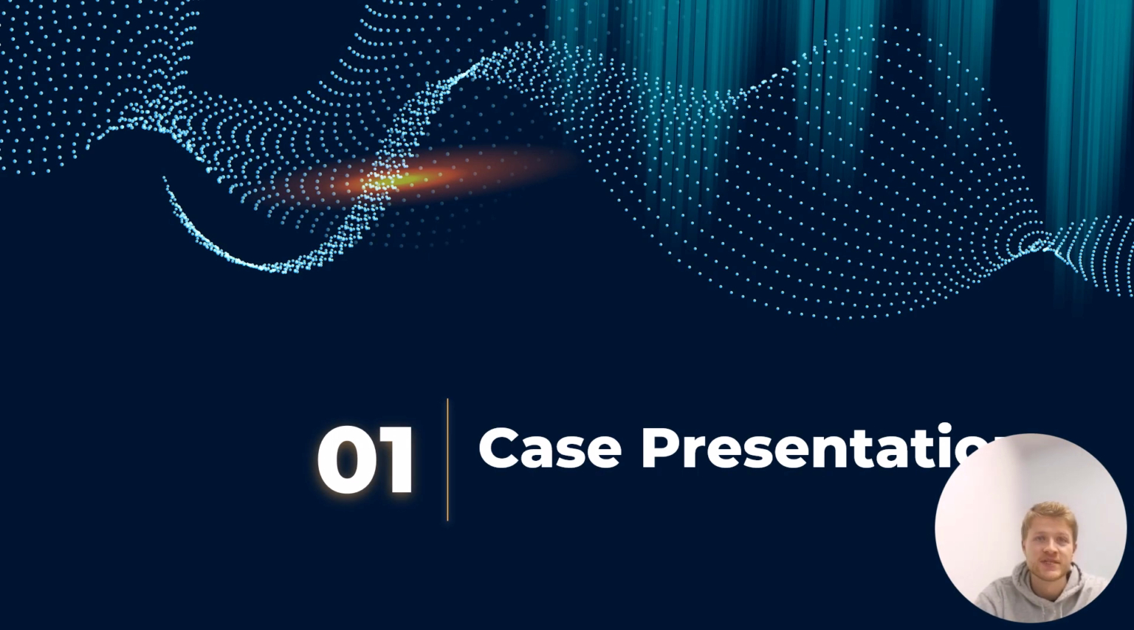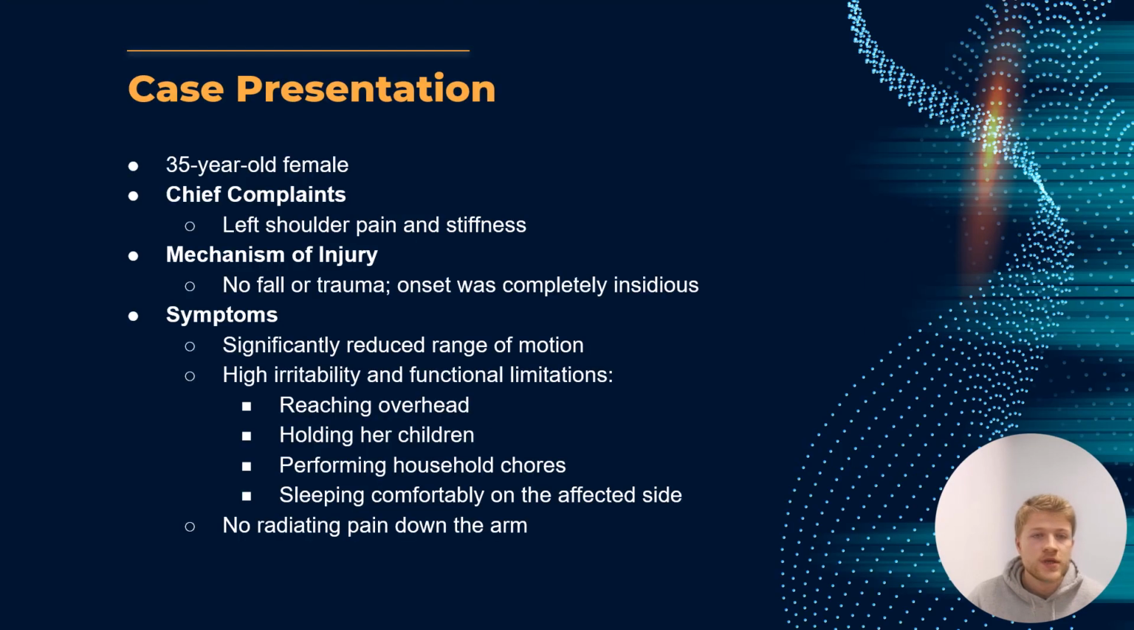So now moving on to the case presentation. This patient was a 35-year-old female who presented to physical therapy with chief complaints of left shoulder pain and stiffness, along with significantly reduced range of motion, mainly impacting her ability to reach overhead, hold her children who are aged 5 and 9, perform household chores, specifically those involving lots of reaching, as well as sleeping comfortably on the affected side. There was no fall or mechanism of injury for this pain, and it was completely insidious. She also had no pain radiating down the arm.